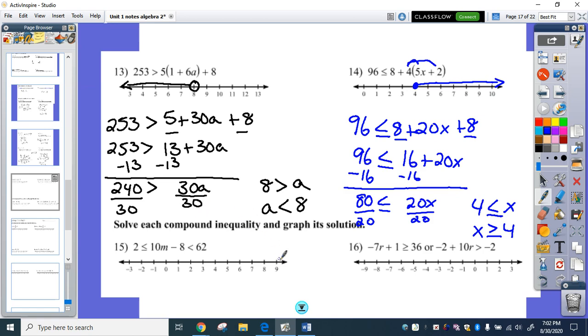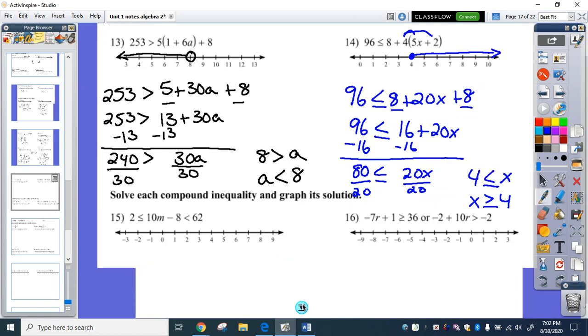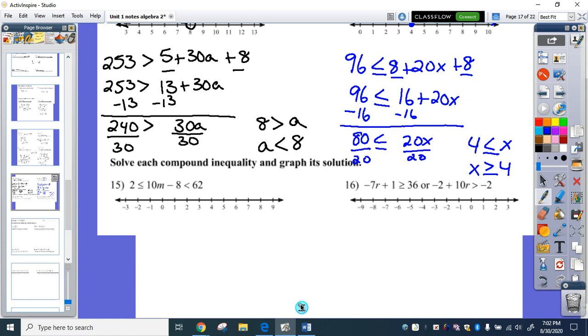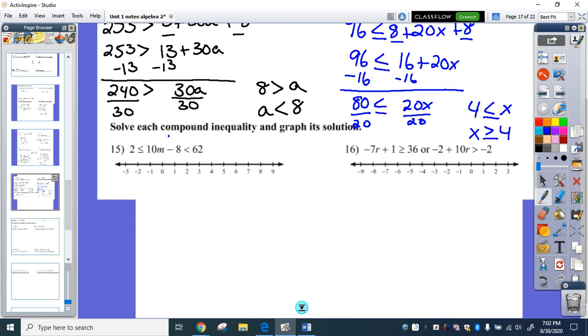Now, I'm going to give you a brief introduction to these last two problems. We have compound inequalities. We have what are called "and" problems, and we have "or" problems. Easy way to think about this: "and" is going to shade between, and "or"s are going to shade in opposite directions.